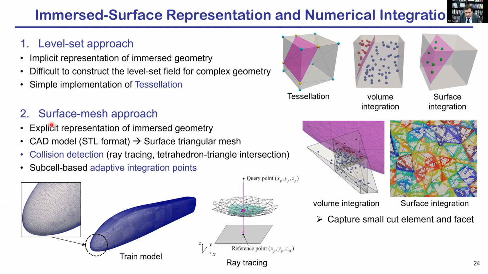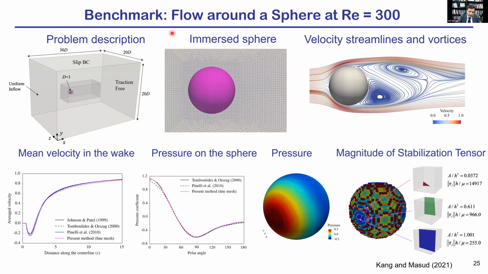If we are going to use a surface mesh approach, then we need some kind of ray tracing method to figure out which integration points are within the computational domain of the fluid and which are in the fictitious domain. This is a standard technique used here. So let me show you a benchmark flow problem.